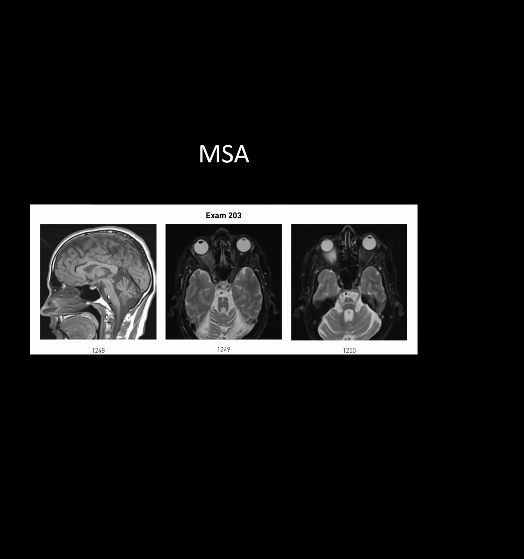So cerebellar and pontine volume loss and the hot cross bun sign, I would think of MSA. I think spinocerebellar ataxia can also give you a similar appearance, but their cord will be small.